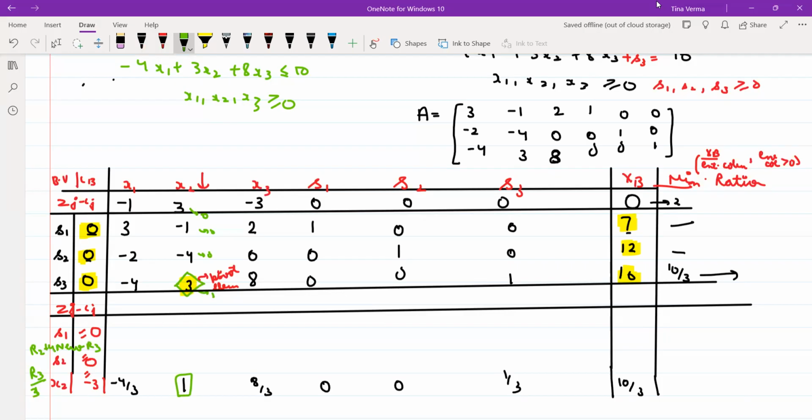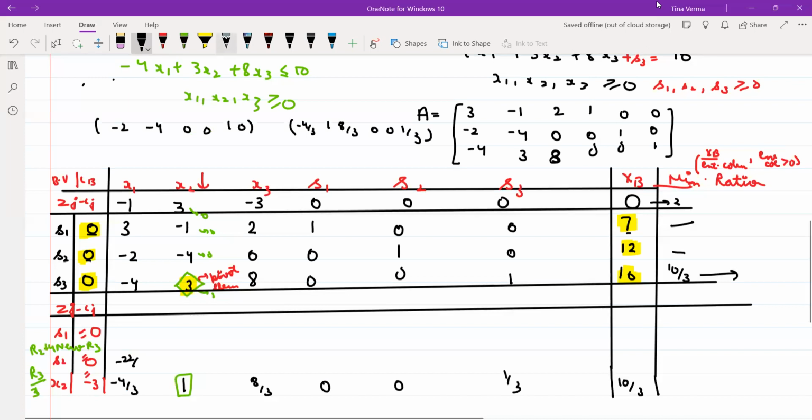You have to apply this operation on the whole R. So my entry will become -22/3. If you have -2, -4, 0, 0, 0, 1, 0, and one row is -4/3, 1, 8/3, 0, 0, 1/3, you have to make this element 0 with the help of this one.